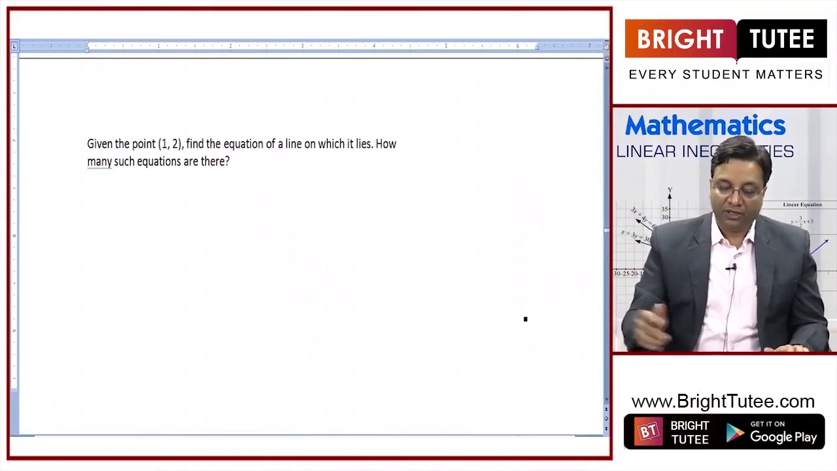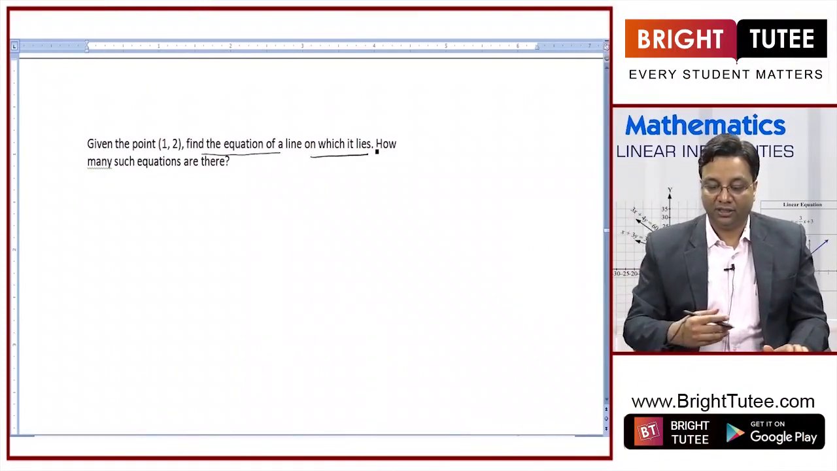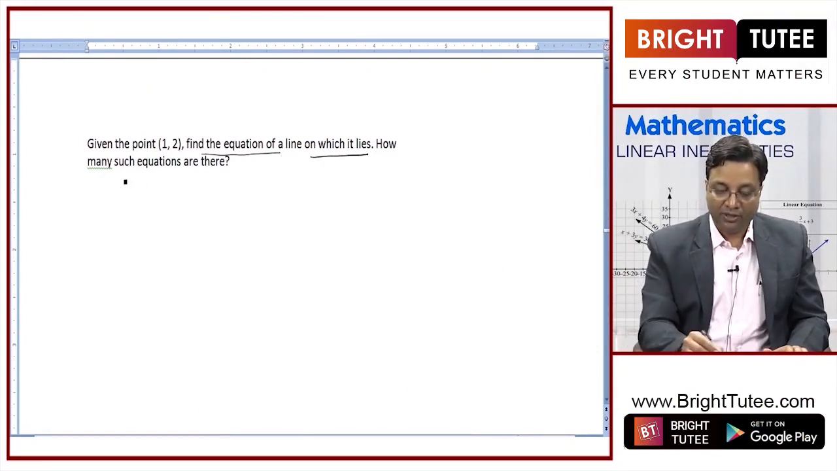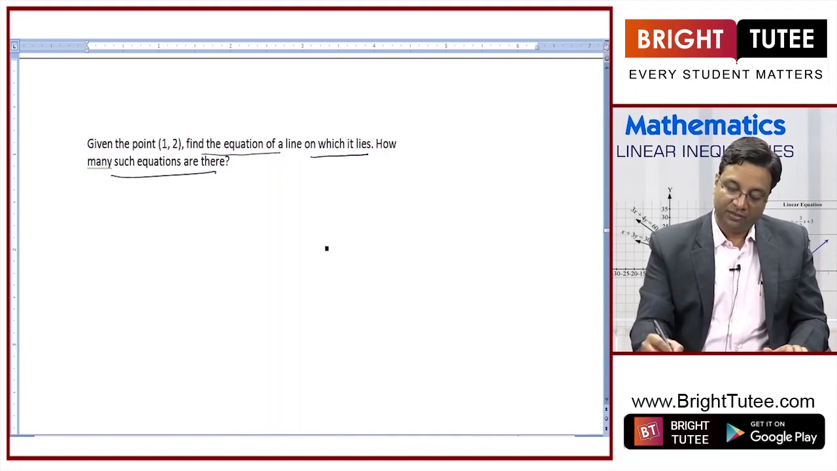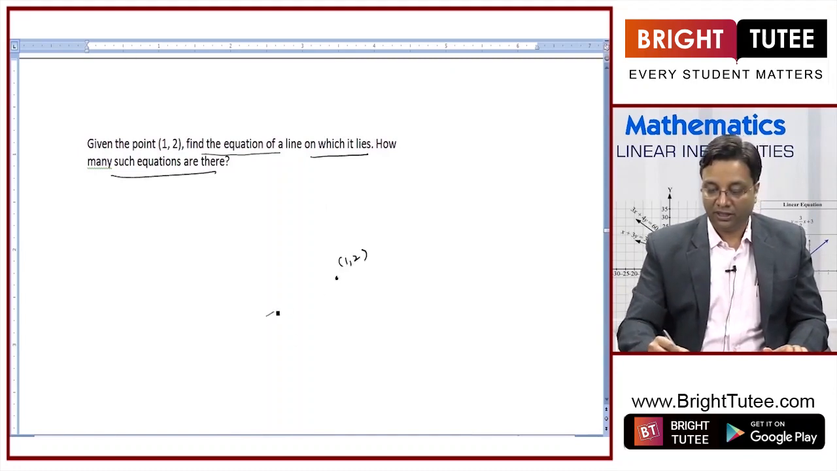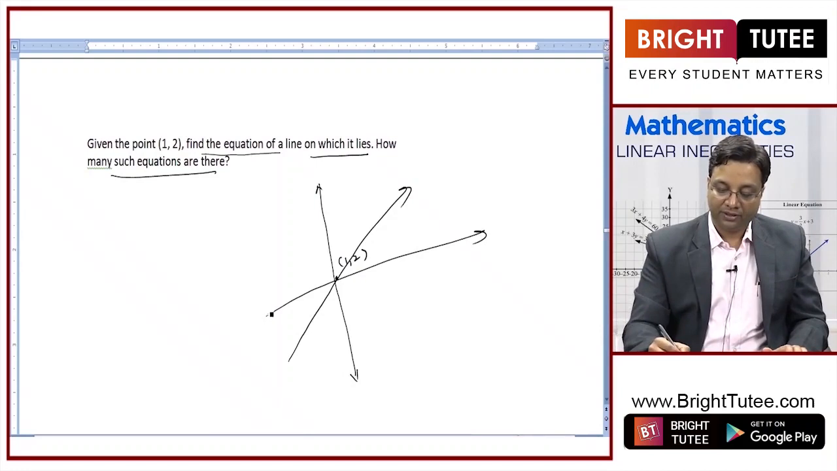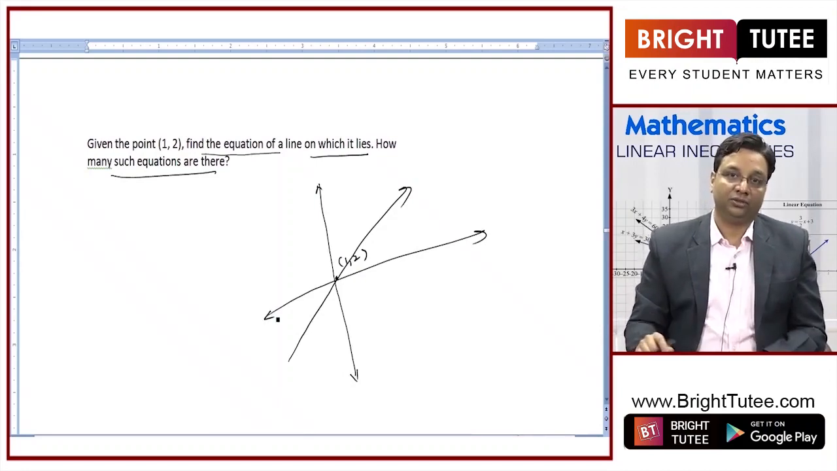Given the point (1, 2), find the equation of a line on which it lies. How many such equations are there? We know that if there is a point, let us say this point is (1, 2), an infinite number of lines can pass through this point.